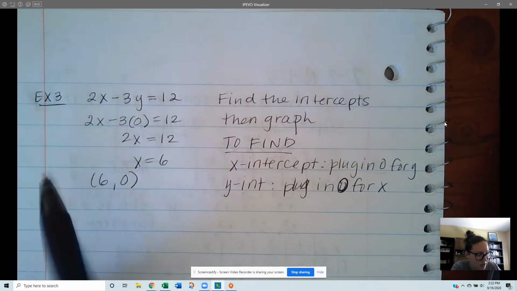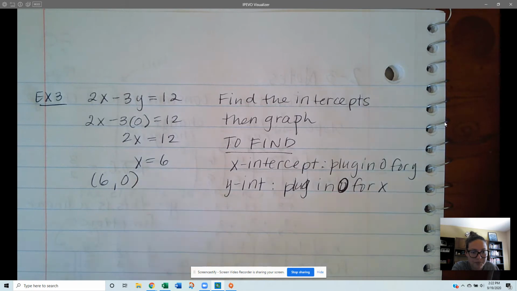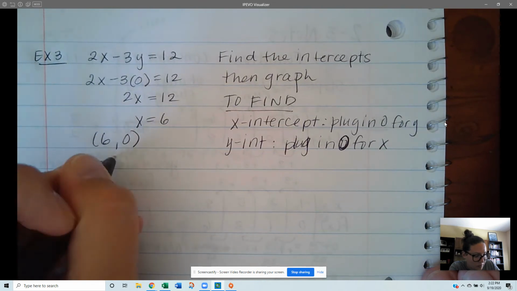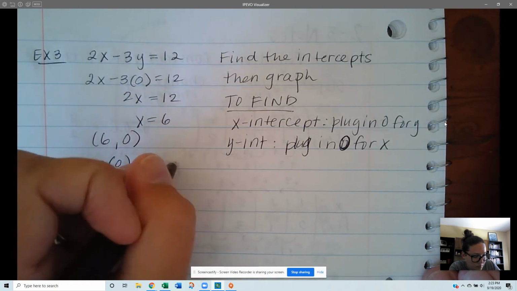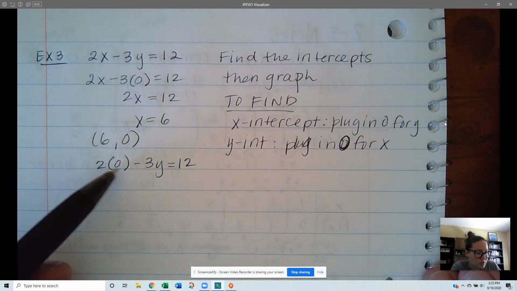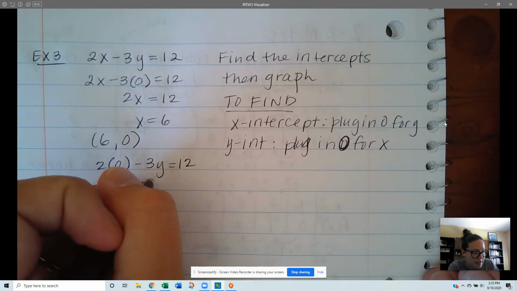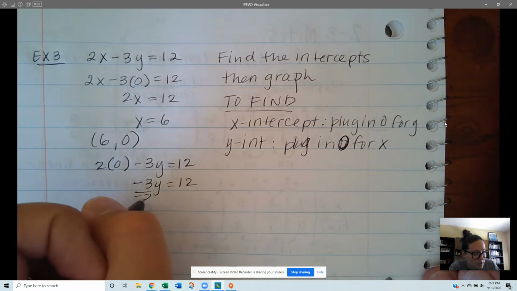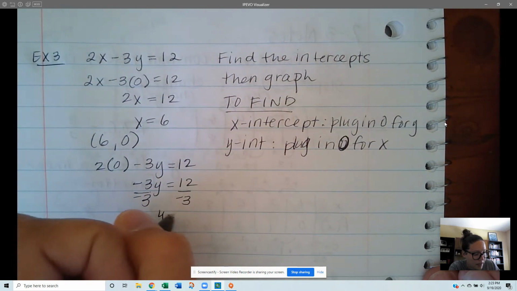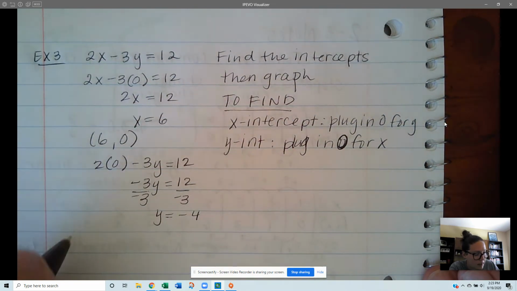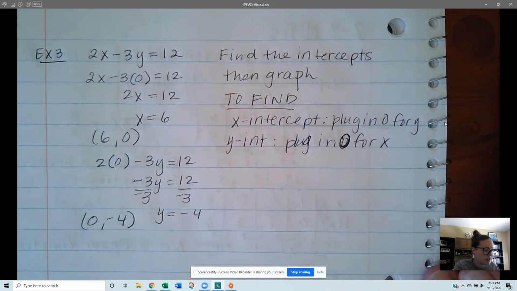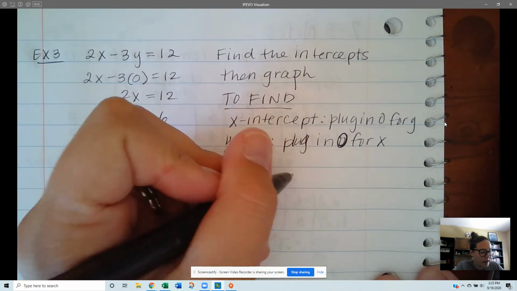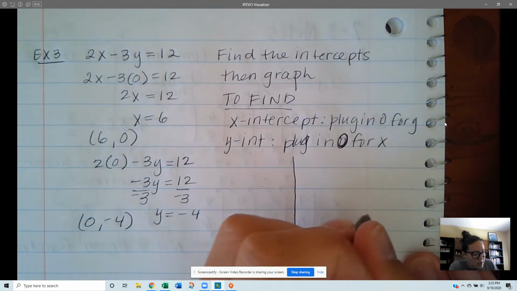Now let's do the y-intercept. For the y-intercept, we're going to let x be 0. So 2 times 0 is 0, which means I'm left with a negative 3y. And I'm going to divide both sides by negative 3, which means we get y equals negative 4. So that means my y-intercept is 0, negative 4. And now we're going to use these 2 points to graph the equation. Because if I have 2 points, I can make a line.